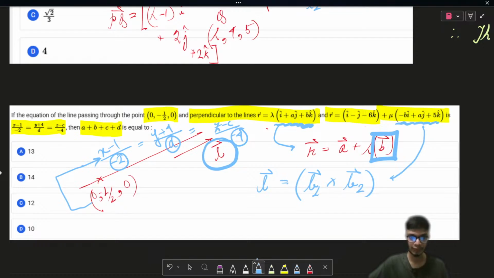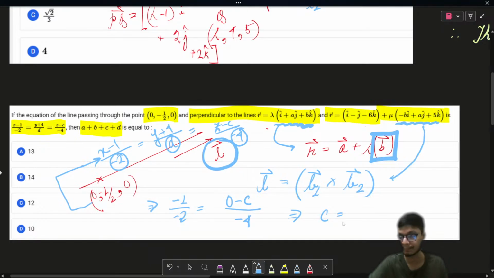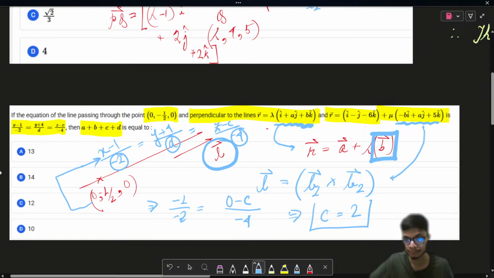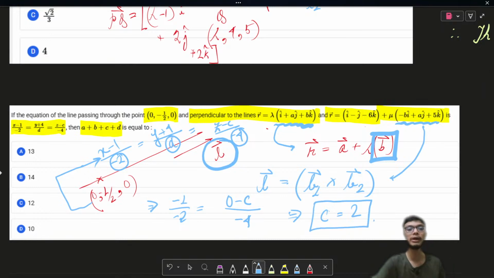So if I do that, I can solve out my result. Let me do that. For the C value, x is 0, so it is -1 upon -2, which equals 0 minus C divided by -4. If I solve this, I'll get my value of C, which is very simple, and will come out to be 2. So the value of C will come out to be 2.